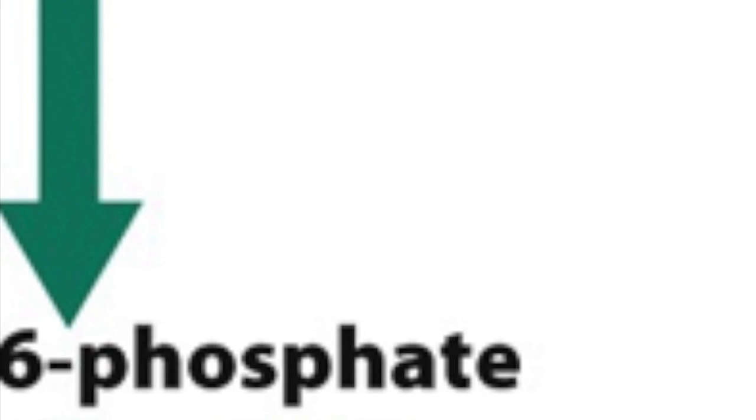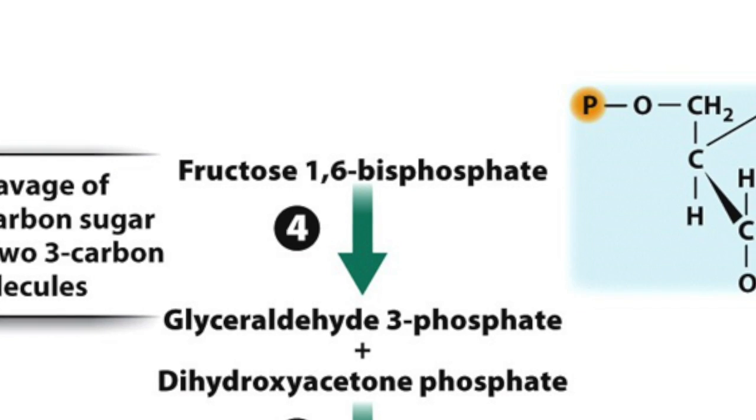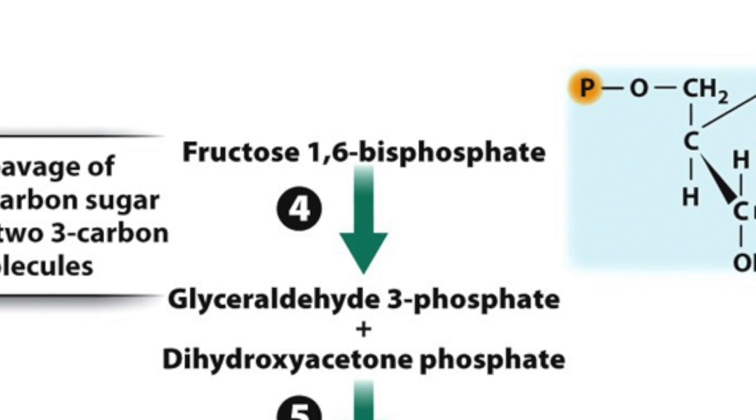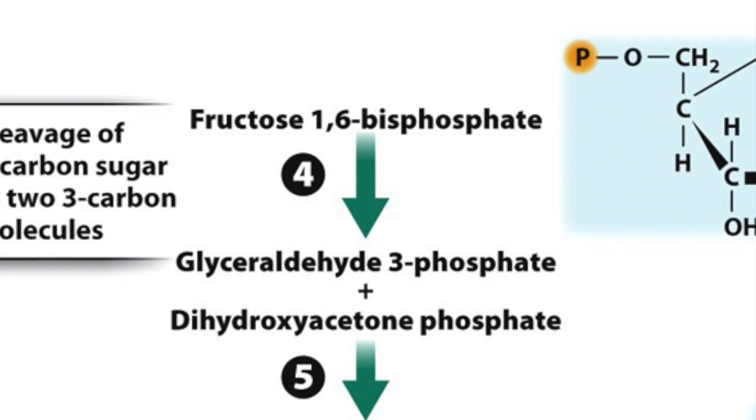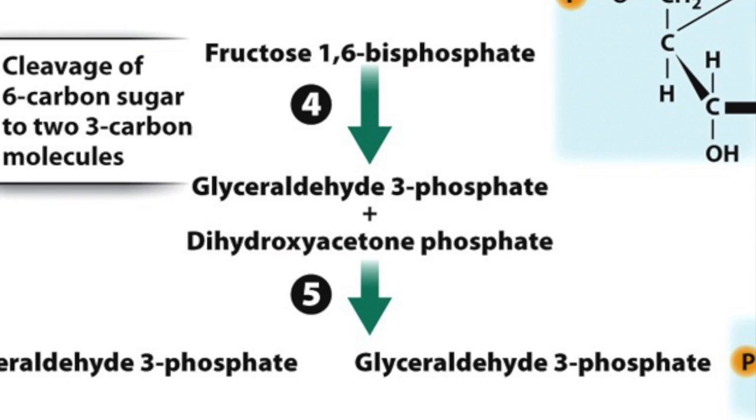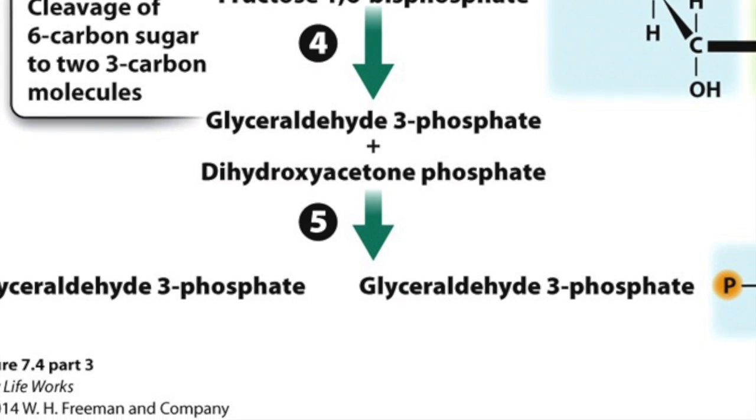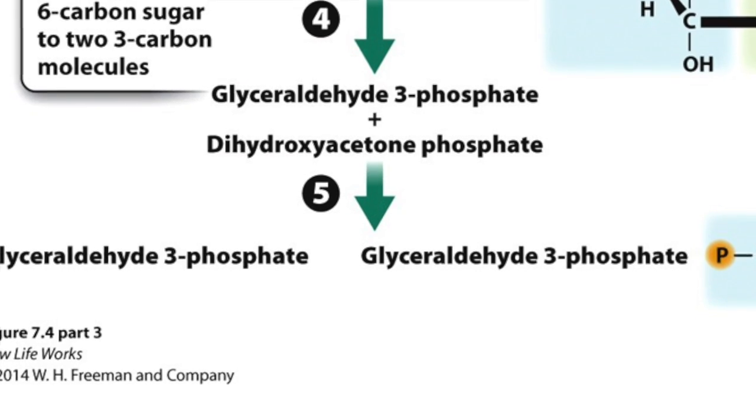The energy required in order for this process to occur comes in the form of 2 molecules of ATP. During the cleavage phase, fructose 1,6-bisphosphate is broken down into 2 3-carbon molecules, glyceraldehyde 3-phosphate and dihydroxyacetone phosphate, which is then converted to a second molecule of glyceraldehyde 3-phosphate.